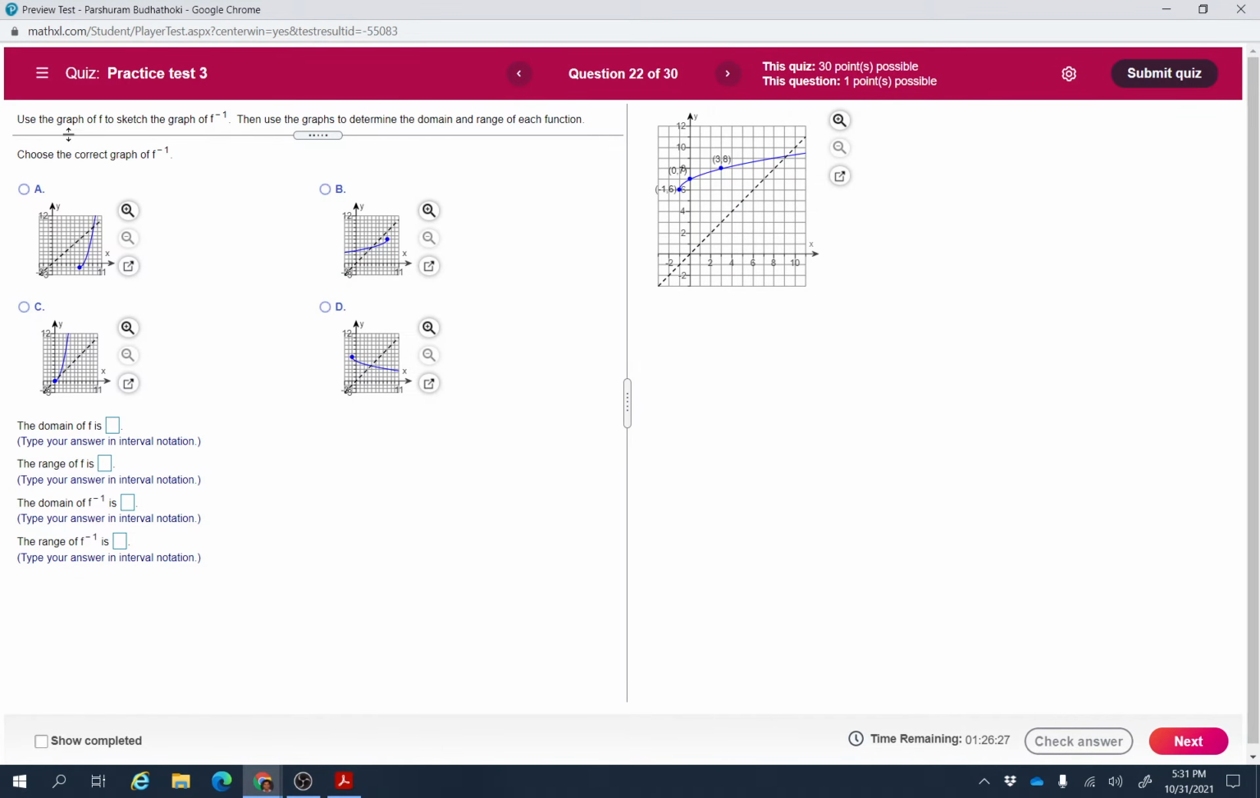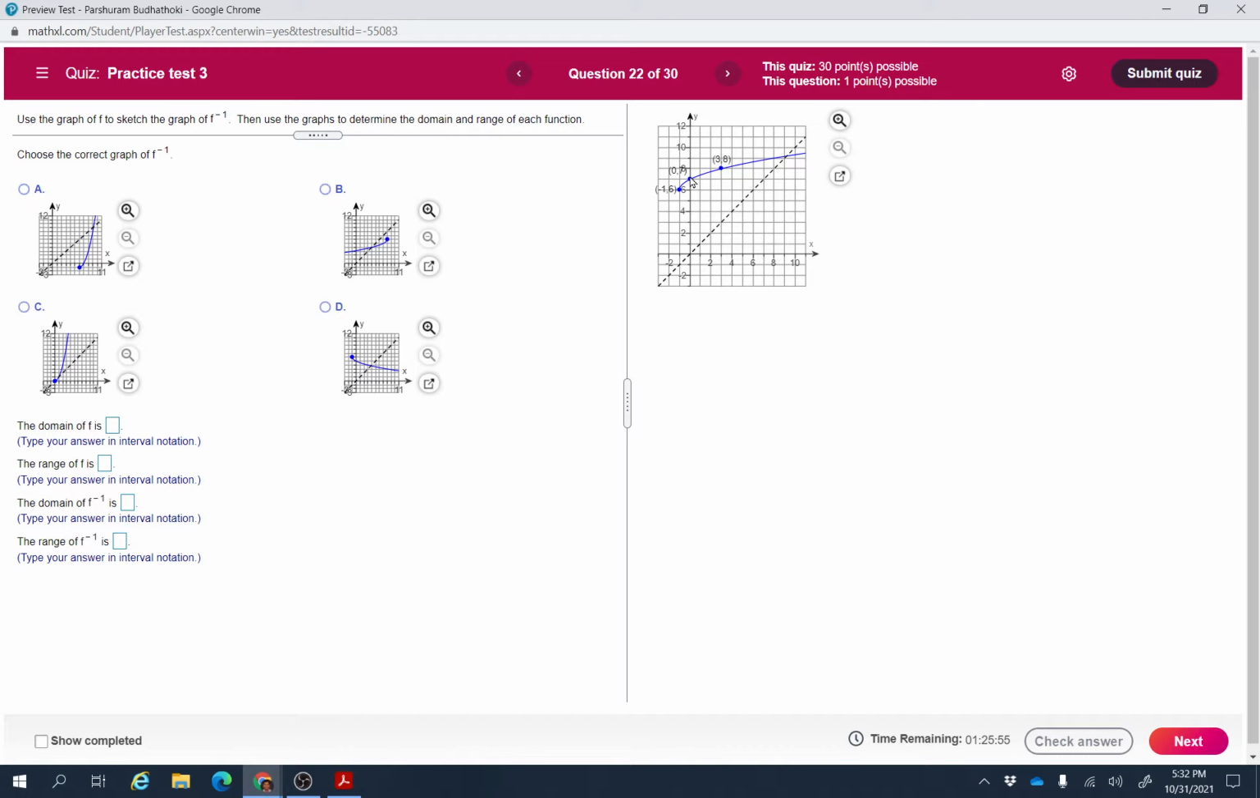Now we have a given function f, and we need to plot the graph of f inverse. So remember, whenever we try to sketch the graph of f inverse, we just have to switch the x and y coordinates. On this graph you have (3, 8), so on the inverse there should be (8, 3). On this graph you have (0, 7), so on the inverse there should be (7, 0). On this graph you have (-1, 6), and then on the inverse there should be (6, -1).